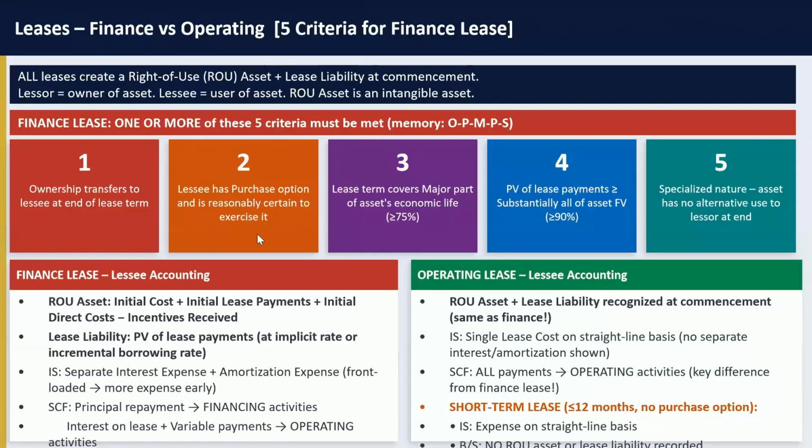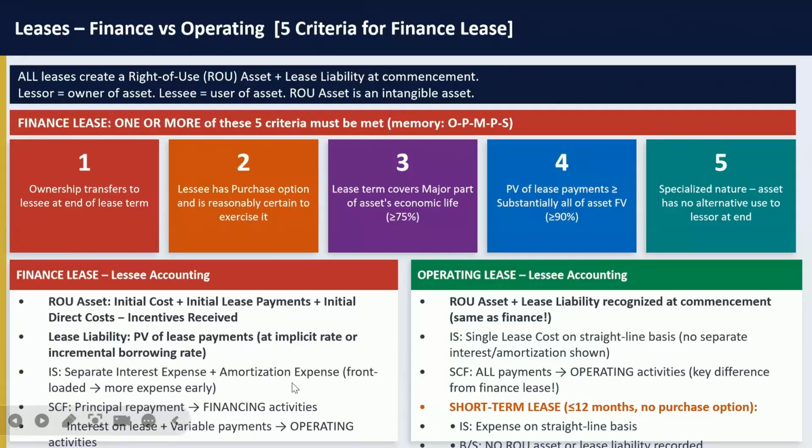Now, finance lease and operating lease, how does a lessee account? That means the small company that is purchasing the asset, how will they account for it? In finance lease, they will have to record right of use asset. It is recorded as any other asset: initial cost plus initial lease payments plus initial direct costs minus incentives received. Then lease liability, the present value of lease payments that we are paying. Then in income statement, separate interest expense plus amortization expense.